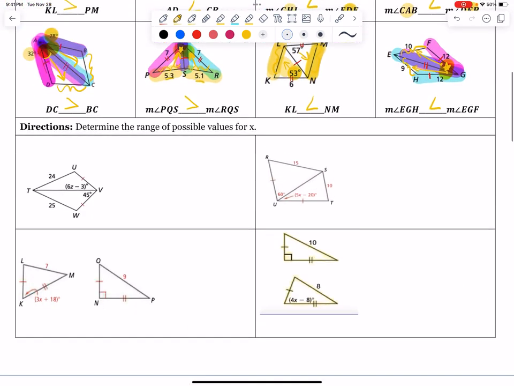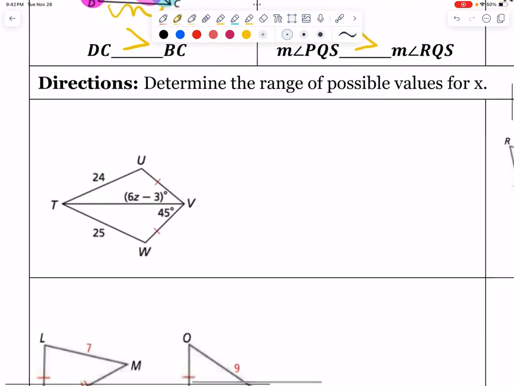The only other thing we're going to look at today is determining the range of possible values for x whenever we're looking at two triangles. And so this is going to be 2 parts. I'll probably do 2 of these and then just set up the others and put the answers because this does take a little bit longer. But we're going to look at this and determine a range of possible values.